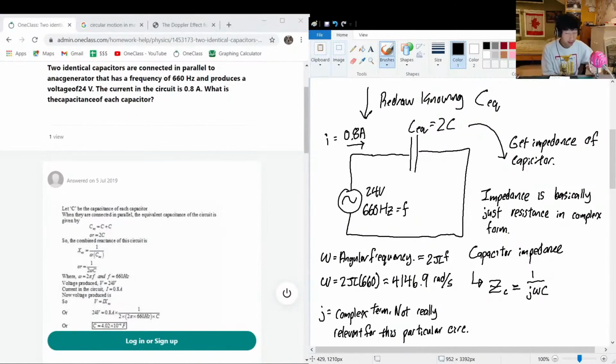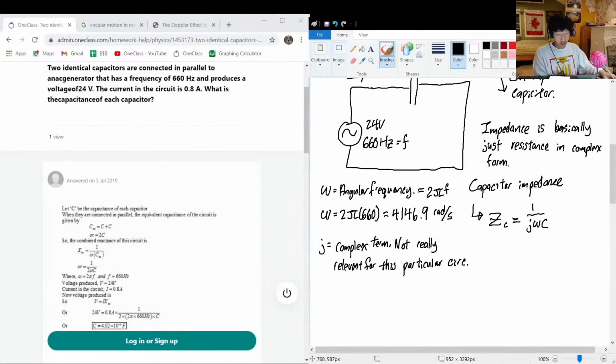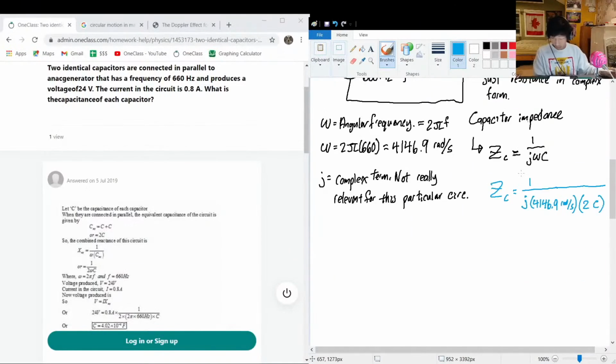Okay, so let's substitute some of these numbers into our equation here. So blue for capacitance. So now when we actually want to find the ZC, the impedance of this circuit, which is really just the impedance of the capacitor, we're going to do 1 divided by J, multiply that by omega, which is 4146.9 radians per second, multiplied by 2C. Because that's the equivalent capacitance of every capacitor in the circuit. So we definitely cannot forget that 2 term. Let's send that into the calculator and see what we get. It's really just multiplied by 2.